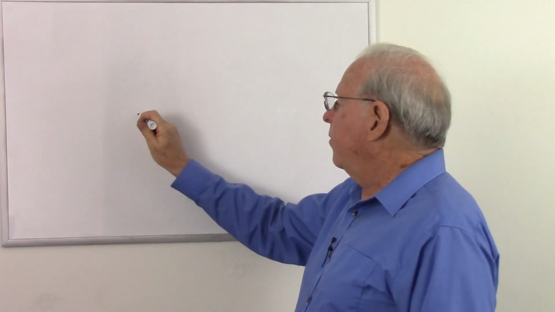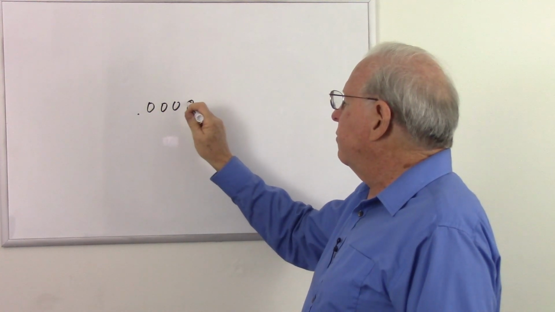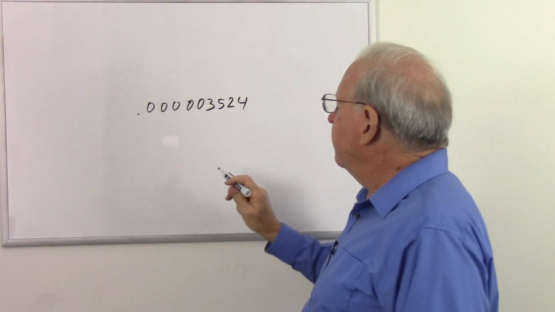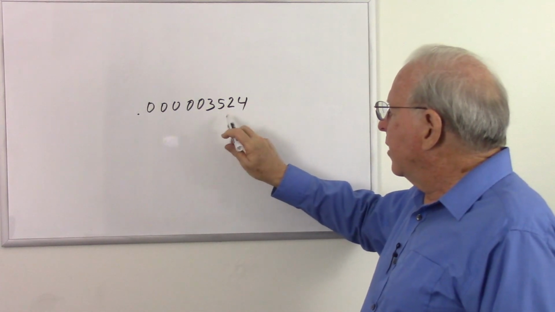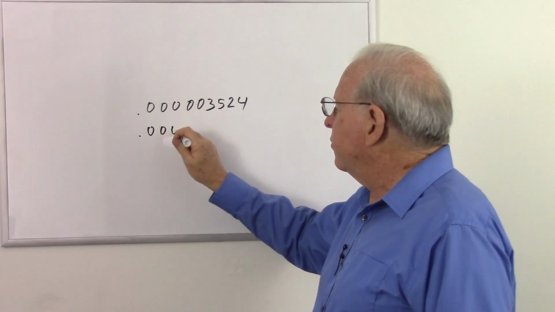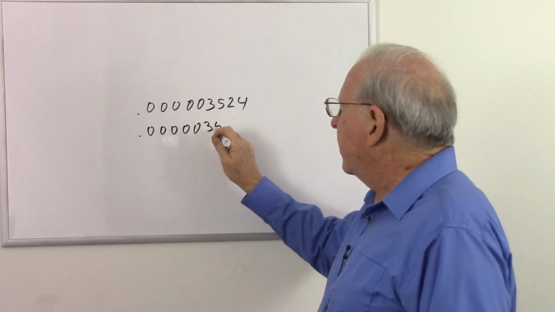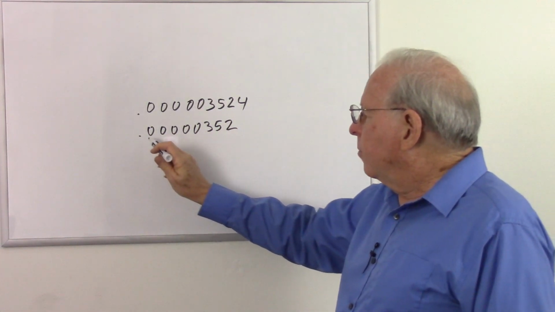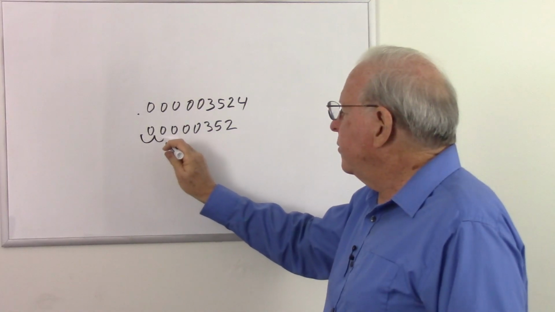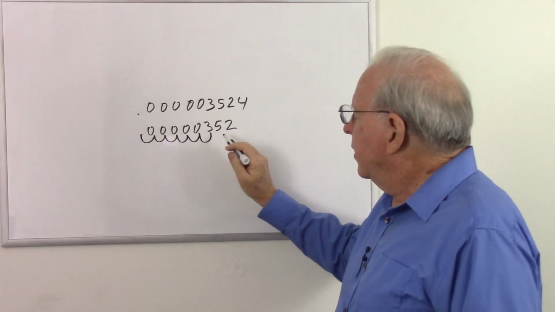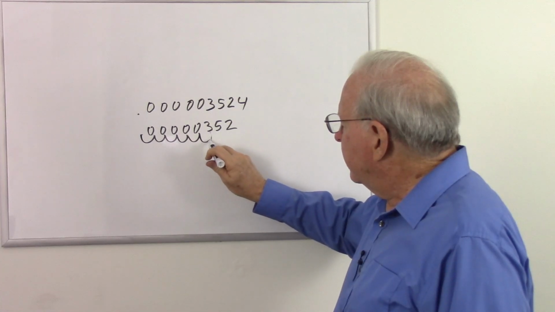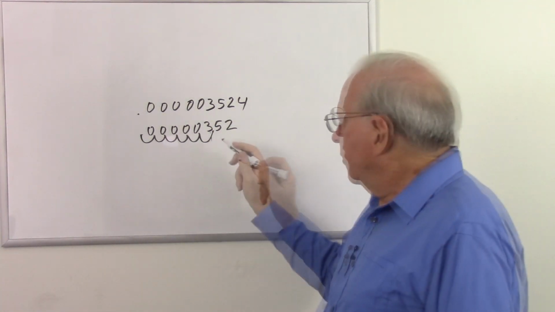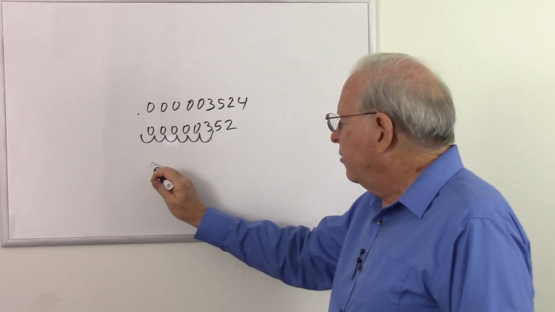So let's take a number like 0.00003,524. Okay, we're going to round this again, so that's going to be 0.0000352. And now we're going to move that decimal point to the right this time. 1, 2, 3, 4, 5, 6. So we wanted to move it 6 times to put one numeral to the left of the decimal point. So now how do we express this in scientific notation?